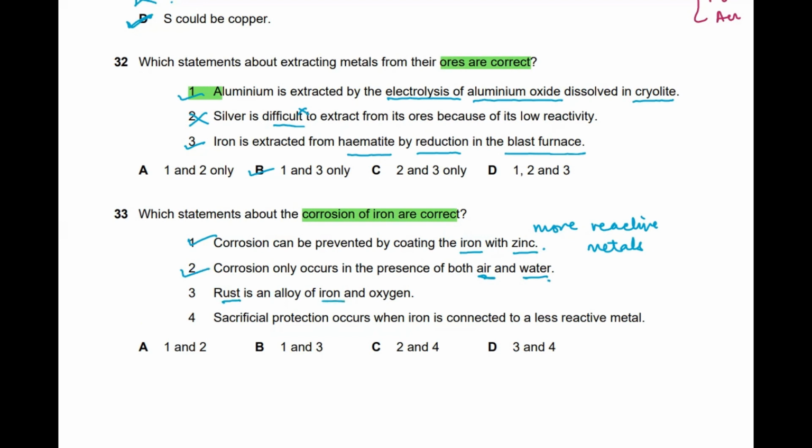Rust is an alloy of iron and oxygen. Rust is not an alloy. It's a substance, or it's a compound. Sacrificial protection occurs when iron is connected to a less reactive metal. It's not less reactive. It's basically the more reactive, either magnesium or zinc. If they're attached to the metal iron, they get rusted off first, and they sacrifice themselves in order to prevent the iron from rusting. So we have options 1 and 2 correct. So A is the correct answer for this MCQ.